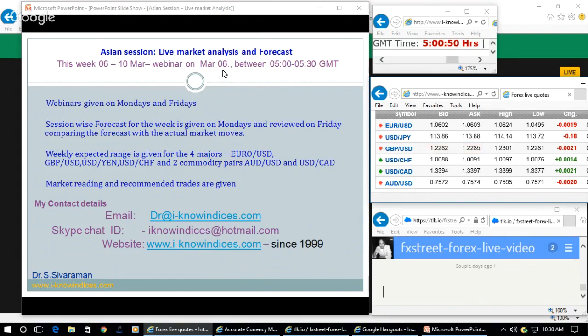I'll give the forecast for the entire week, and then I'll review it on 10th of March, whether the market has moved in line with the forecast expectations or against, so that we will be able to decide on the dependability of the forecast.